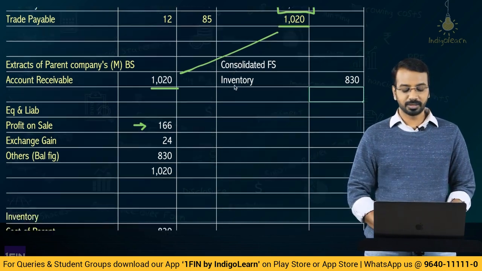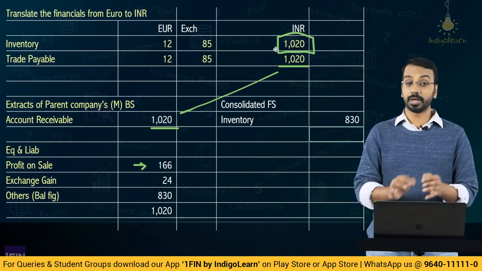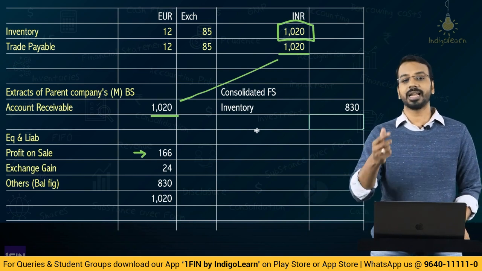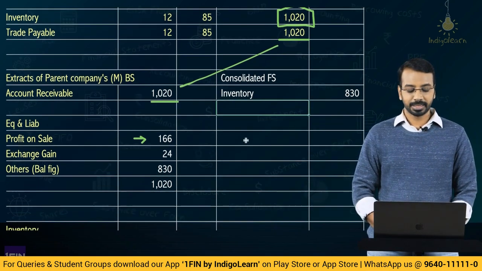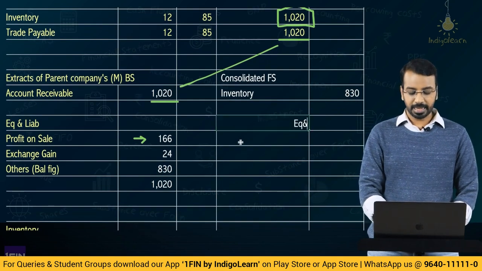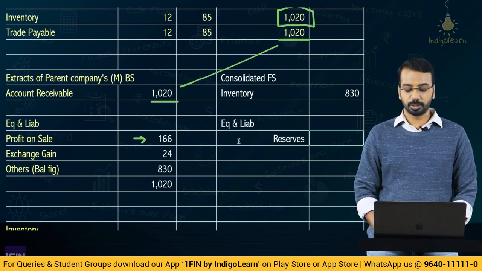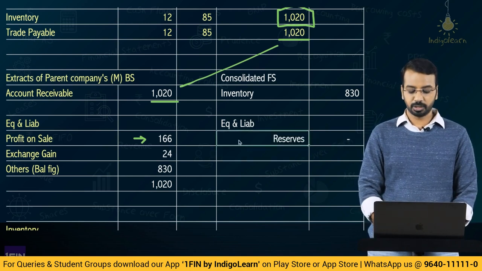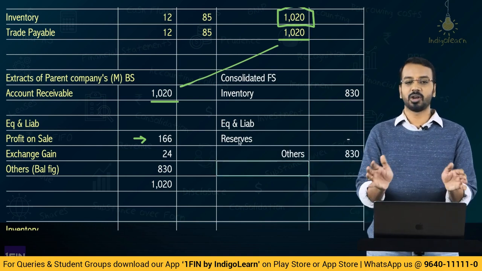Sir, then where will we take this difference of 830 and 1020? The difference comes to how much? 190. Where do we take that? You will eliminate the profit that you had booked earlier, and this profit on translation will also be eliminated because it is still within the group. So, that impact will be there on equity and liability. On the liability side, you will have the impact, this profit, so reserves, whatever you had, 166 plus 24, entire will be set off by 190, so this actually becomes 0. Then others, you will have it as 830, the consolidated balance sheet tally.